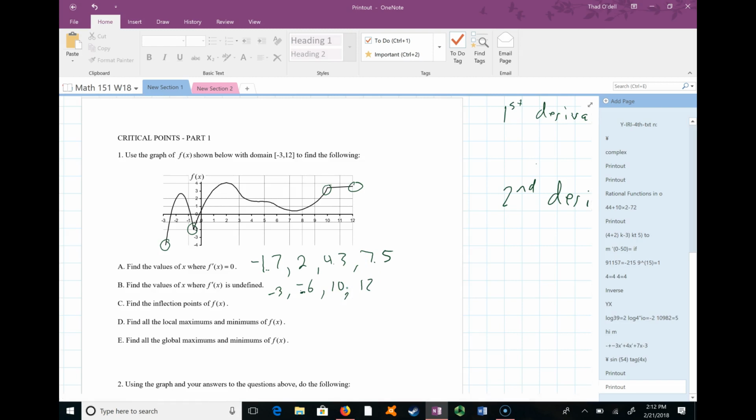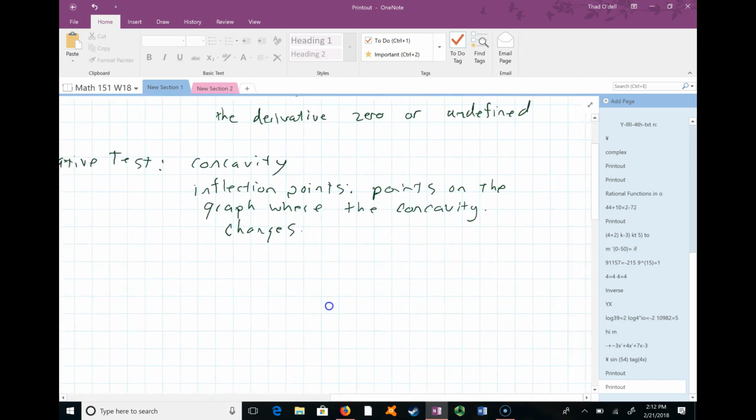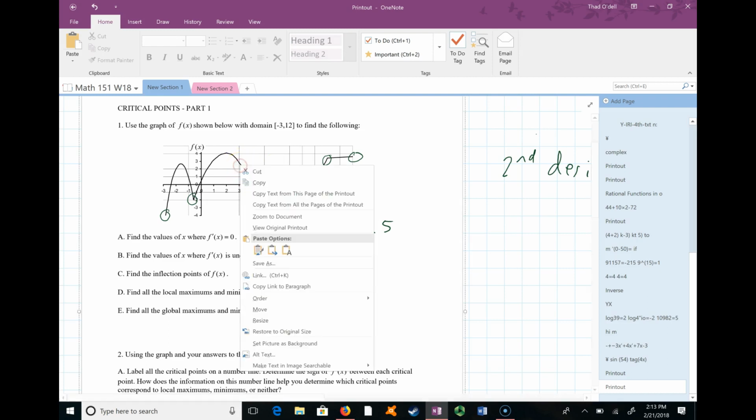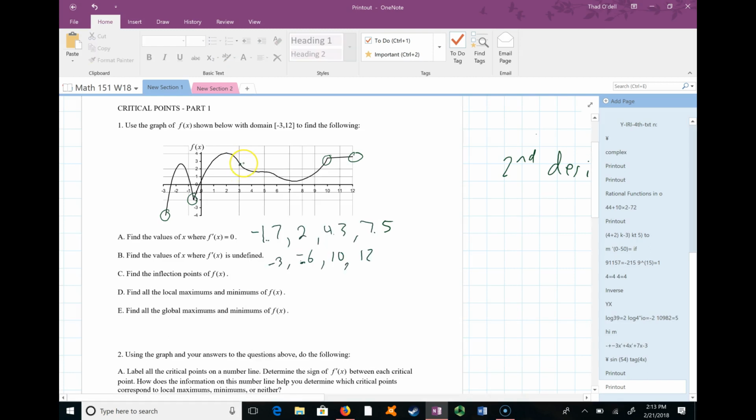Now, find the inflection points. Remember, inflection points are points on the graph where the concavity changes. Looking at this, the concavity at the beginning is concave down, and it stays concave down, and becomes concave up right in here somewhere. It's hard to nail down just by looking, but I would guess about 3. So x equals 3 would be one of them, because it's concave up for a while, and then it switches again right about there to concave down. That looks like about 4.8. Concave down for a little while, and then it switches to concave up again, right about there, 6.1-ish.